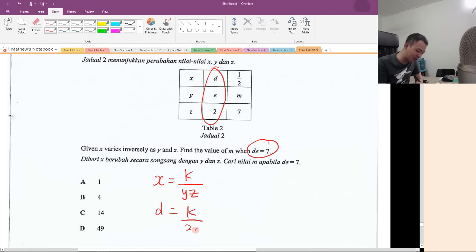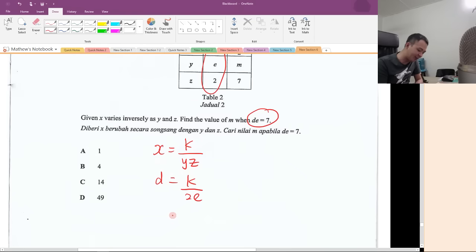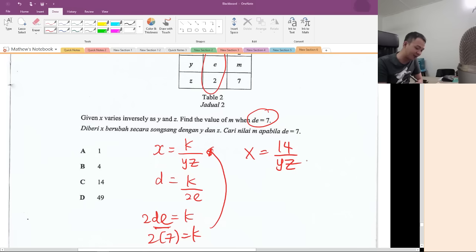2 times E is 2E, right? So K basically equals this one moved to the other side and multiplied, 2DE. DE is equal to 7, so 2 times 7 equals K. K equals 14. So I substitute back here: X equals 14 over YZ.